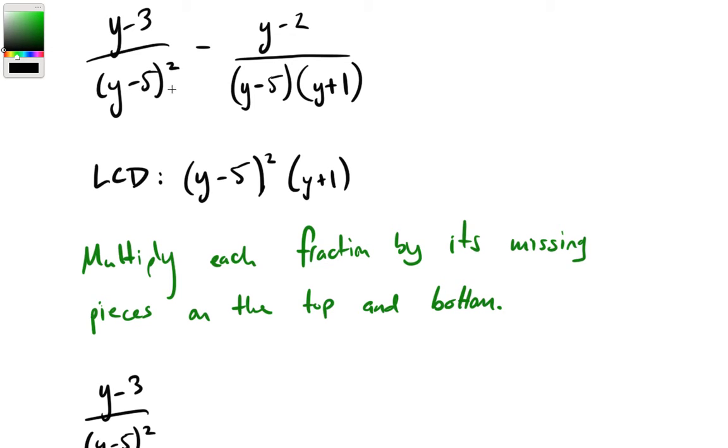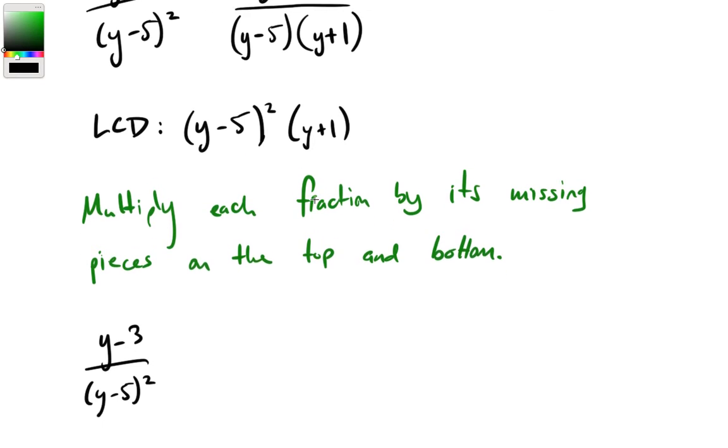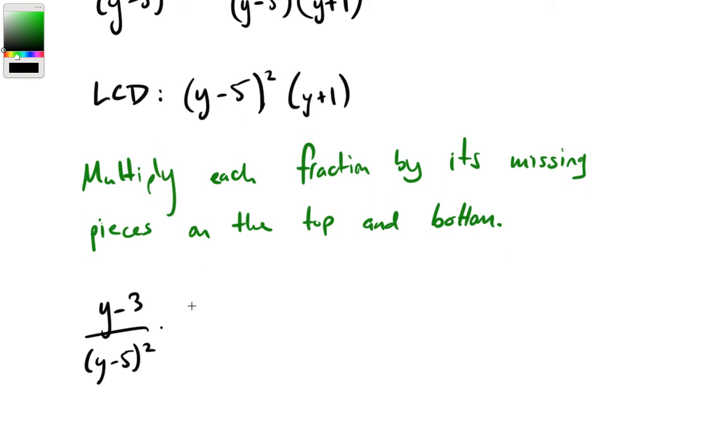Well, what is this denominator missing? We've got y minus 5 squared. It's missing a y plus 1. So what we're going to do is multiply this fraction by y plus 1 on the top and on the bottom. I mean, if we wanted to, we could just cancel these out. So this is the same as just multiplying by 1, which isn't going to actually change this expression. And that's really crucial, that we don't actually change the value of this expression. We just want to change the way that it looks.